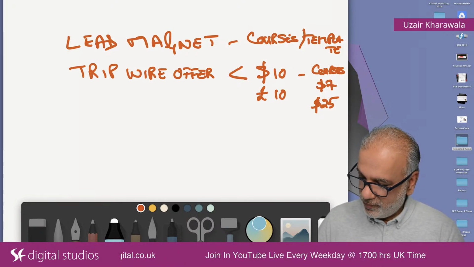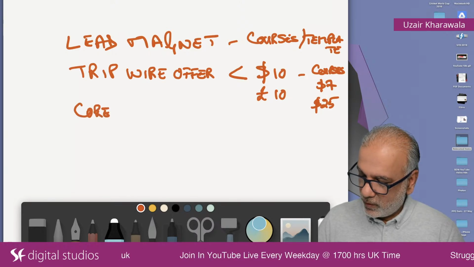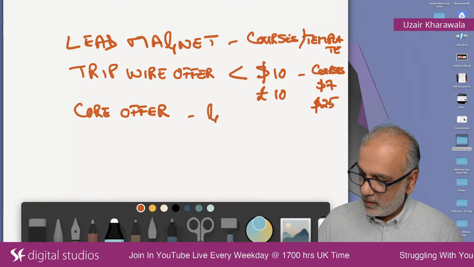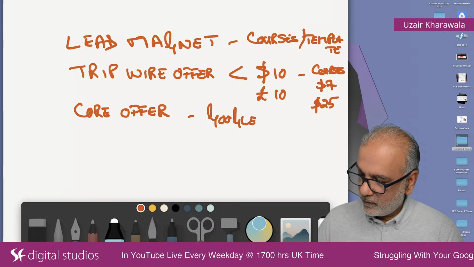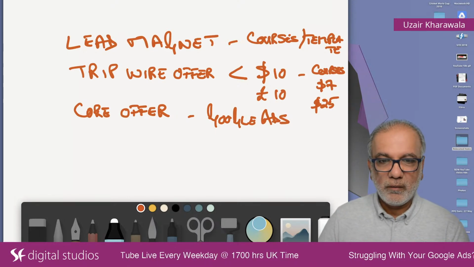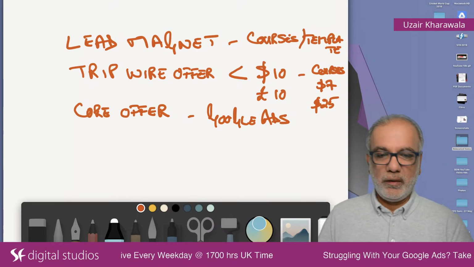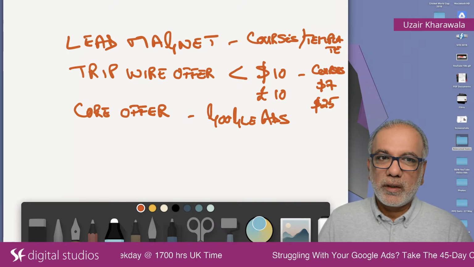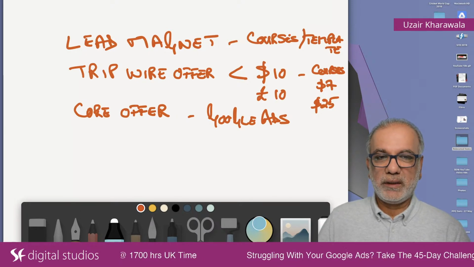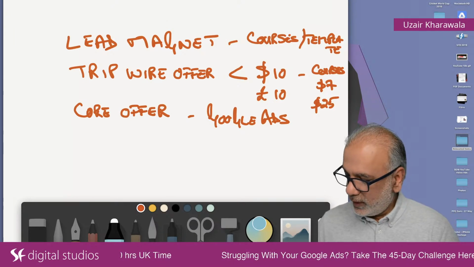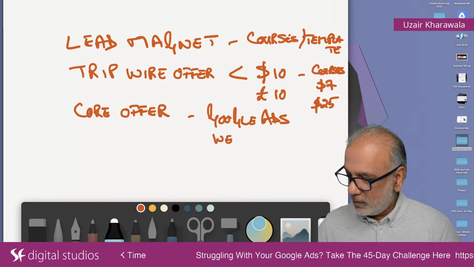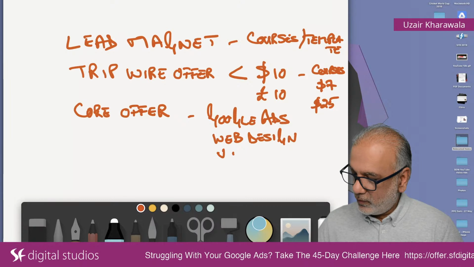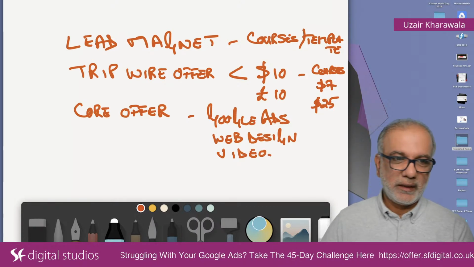Then we have our core offer. That's Google Ads. When people see my content and my videos, they come to me and say, can you help us with our campaign management? So that's our main business. Alongside this core offer, we then also do web design or landing page design, videos, and so on. Lots of other things as well.